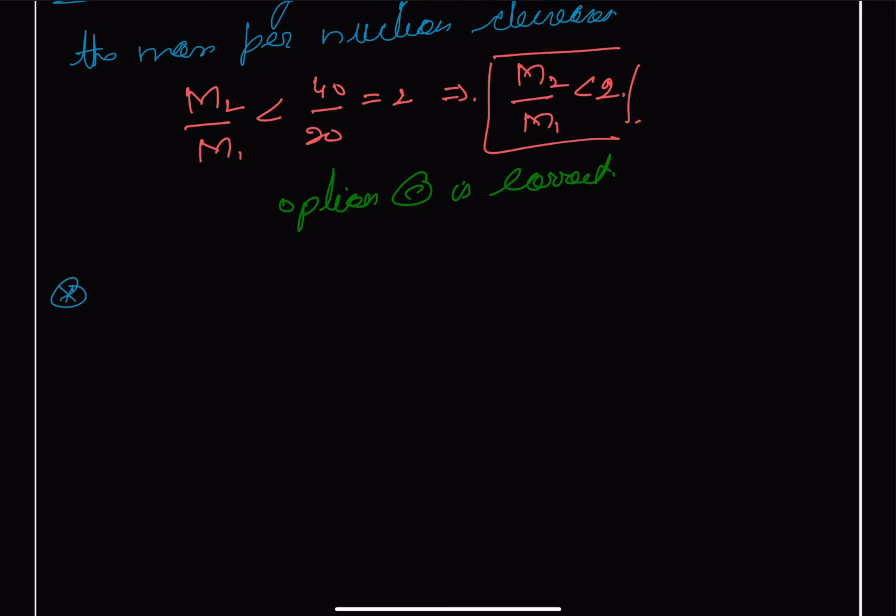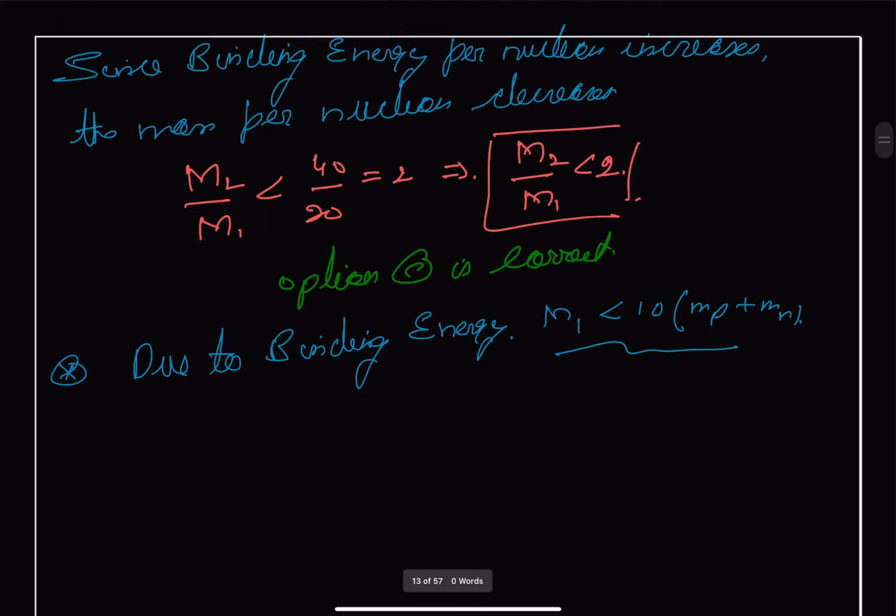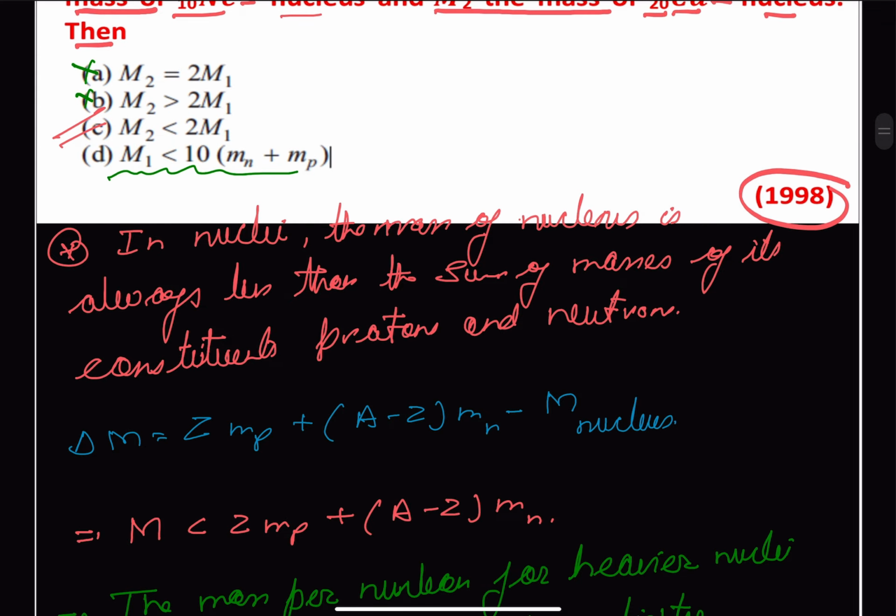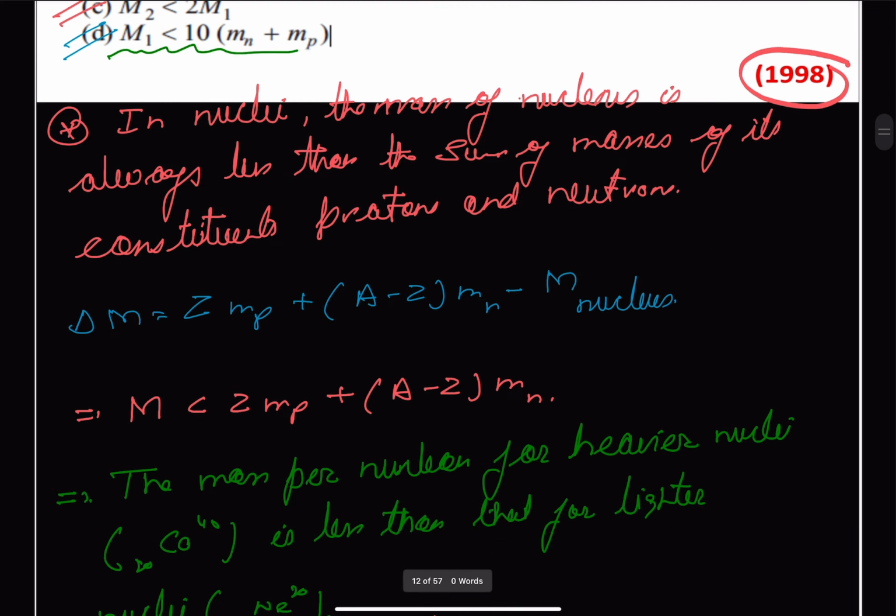we can say due to binding energy, our M1 will be less than 10 times our MP plus Mn. So therefore option D is also correct.